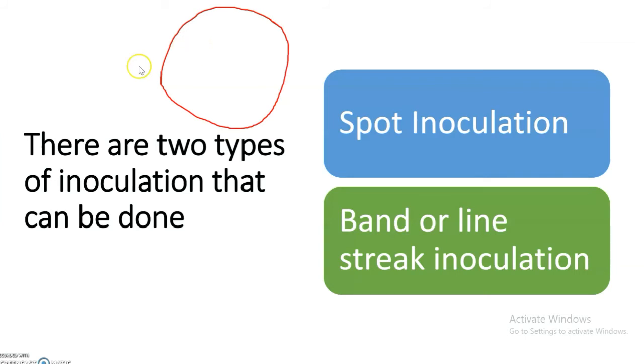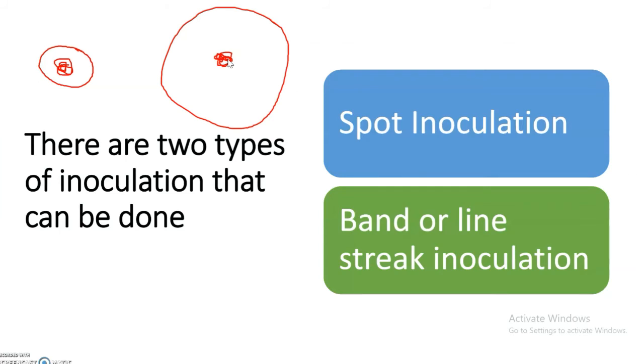What you do, just touch the colony of the organism under test with a loop or streak and inoculate it on a small area of the DNase agar, and incubate the plate at 37 degrees centigrade for 24 hours. So as the name shows, you just have to spot the inoculum.